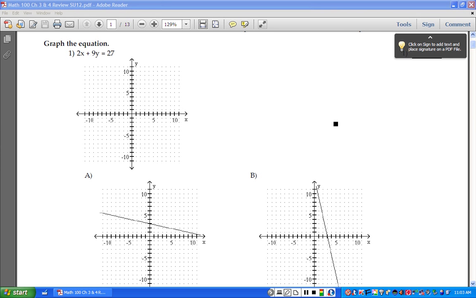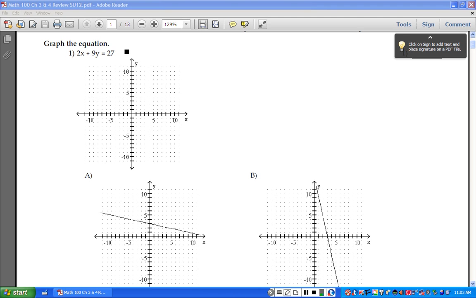Okay, we're going to start this session. This will be the review for Test 1, Chapters 3 and 4 from our text. So again, this is our Test 1 review coming from Chapters 3 and 4 of our textbook. Alright, starting off, problem number 1 asks to graph the equation.